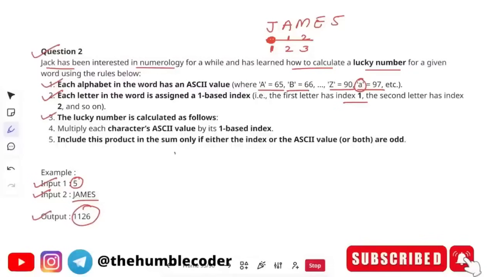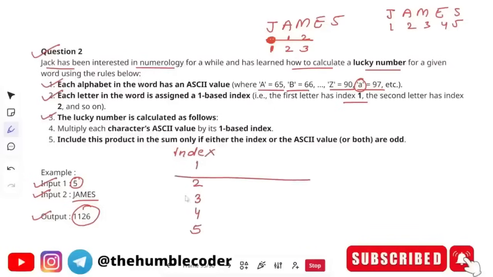Let's see. Here I have already told you how the indexing will be. Indexing will be 1-based indexing, that is 1, 2, 3, 4 and 5. So for letter J the index will be 1, for A 2, and so on and so forth. What I will do now is write the indexes first of all. Since our word is a 5 letter word, so 1, 2, 3, 4 and 5.